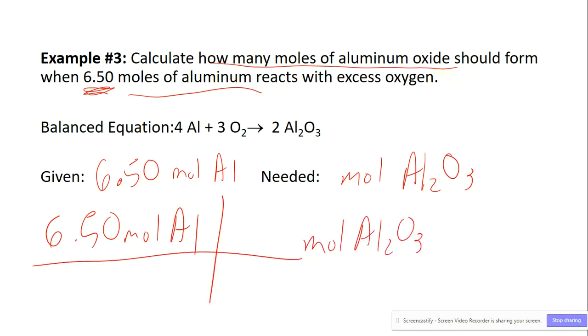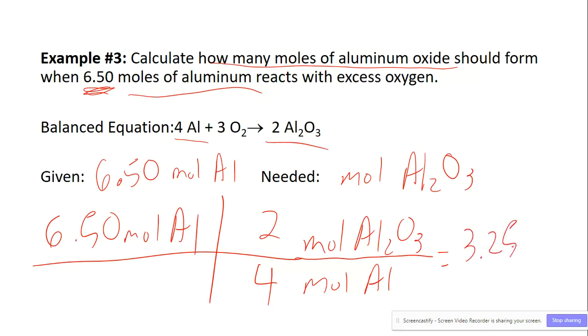And to get there, we will need to cancel moles of aluminum. And we get this mole-to-mole relationship from the balanced equation. Here's moles of aluminum, and here's moles of aluminum oxide. So it's a 4-to-2 thing. And 6.5 times 2 divided by 4 is 3.25. And that's how many moles of aluminum oxide we would make.